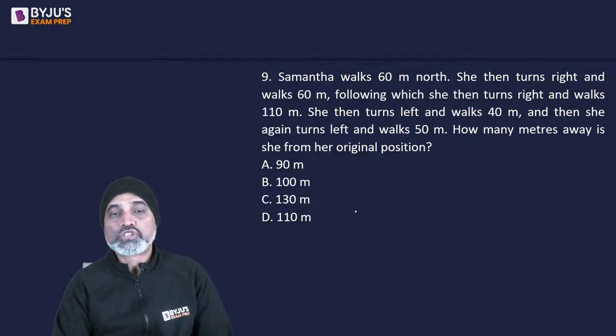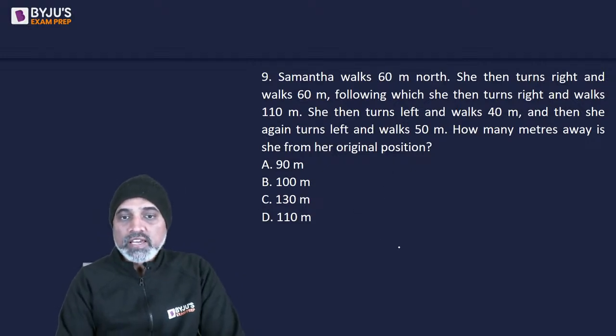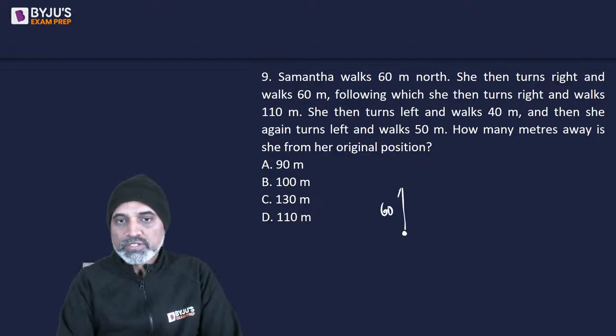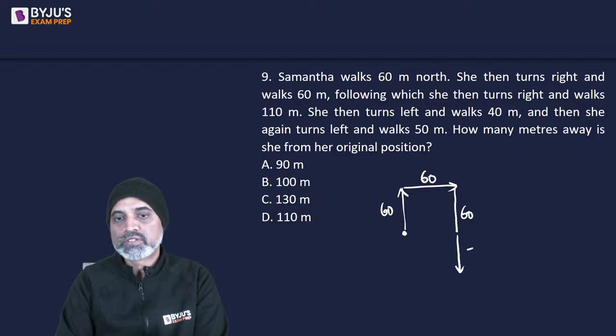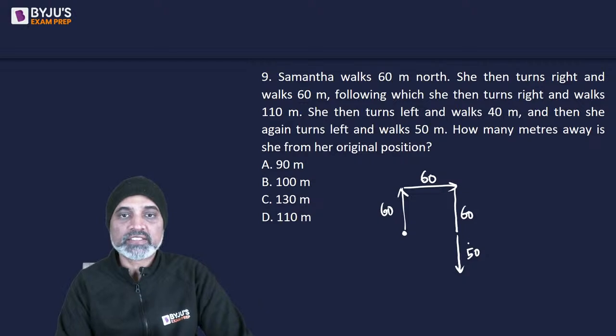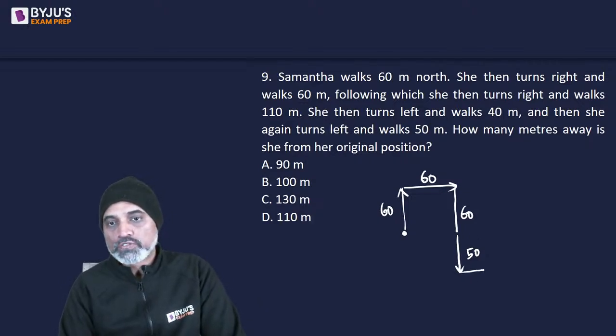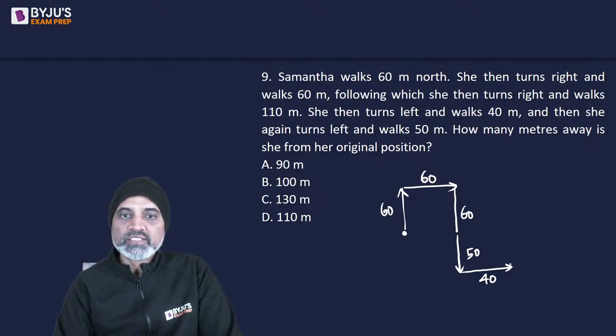Next question based on directions. Samantha walks 60 meters north. So this is, let's say, 60 meters north. She then turns right and walks 60 meters. Following which she turns right and walks 110 meters. So 110 meters would be 60 meters plus 50 meters, right? That's what 110 is. She then turns left and walks 40 meters. And then she again turns left and walks 50 meters.